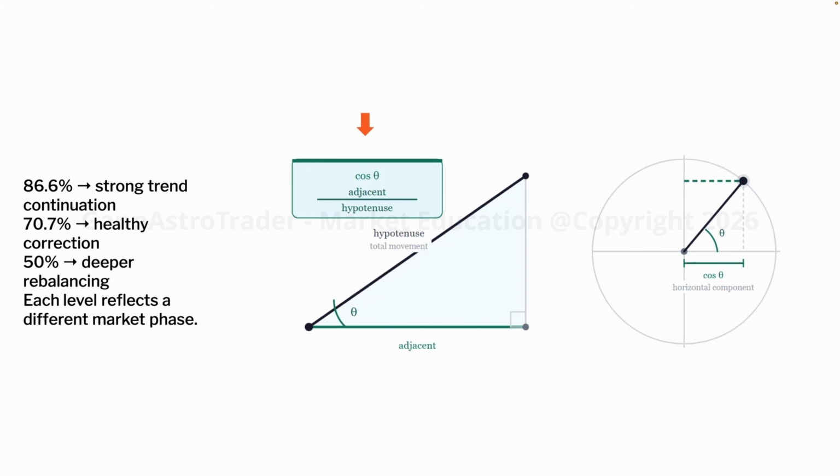Each level reflects a different condition within the market. At 86.6%, the trend remains strong, with only minimal contraction. At 70.7%, the market undergoes a healthy correction while still maintaining its overall direction. At 50%, the movement reaches a deeper state of rebalancing, where continuation becomes less certain.